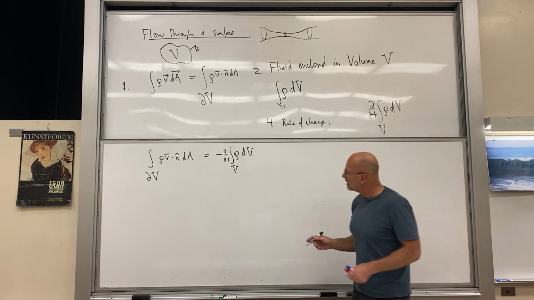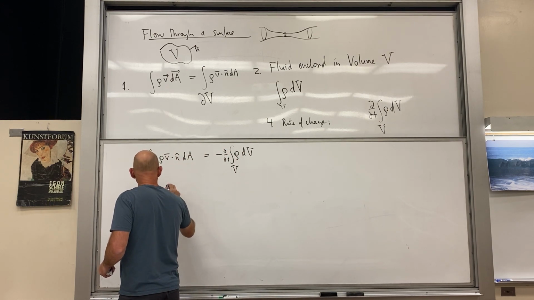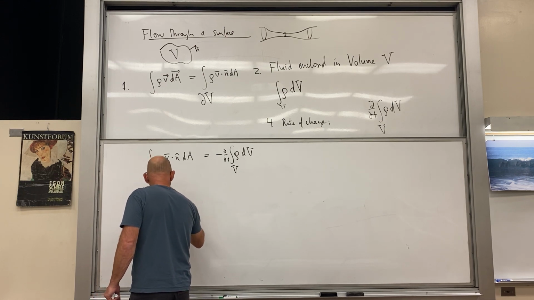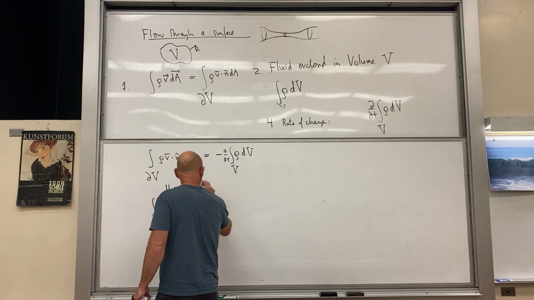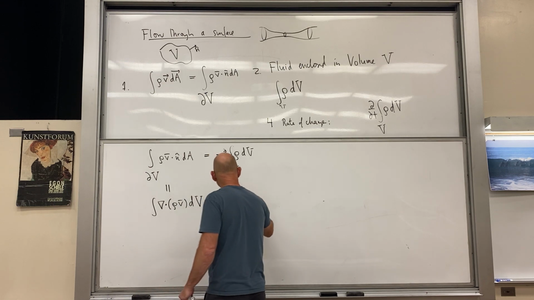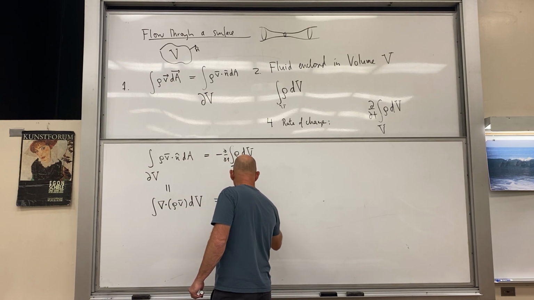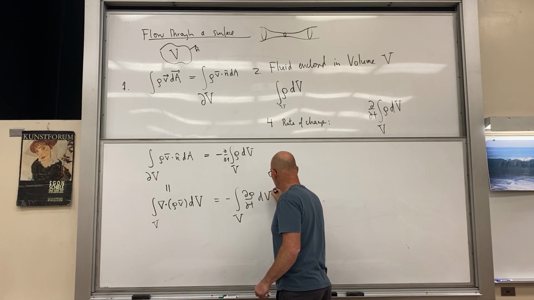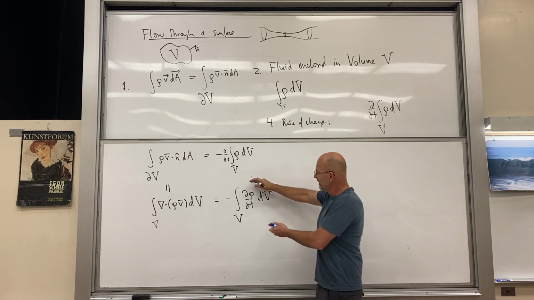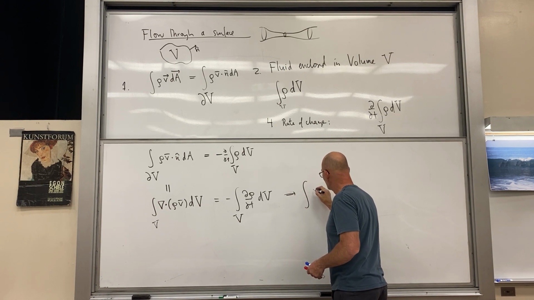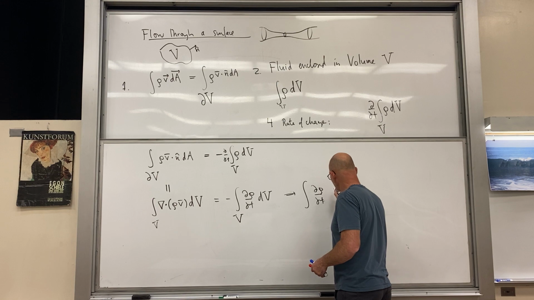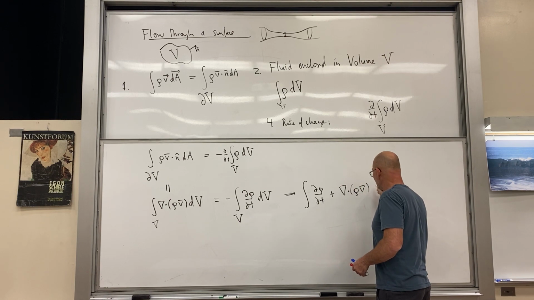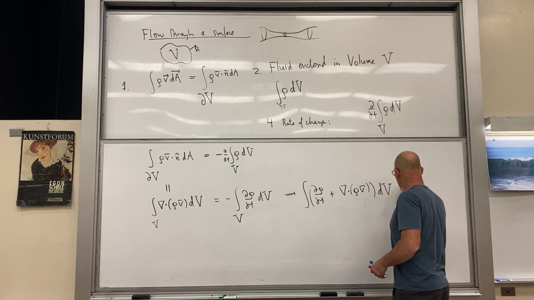And now we'll use Gauss's law, and we will get the integral of the divergence of rho times v d volume equals minus, and then we'll take this inside the integral d volume, and we'll combine the two expressions, and we'll get the integral of (d rho/dt plus divergence of rho v) d volume equals 0.